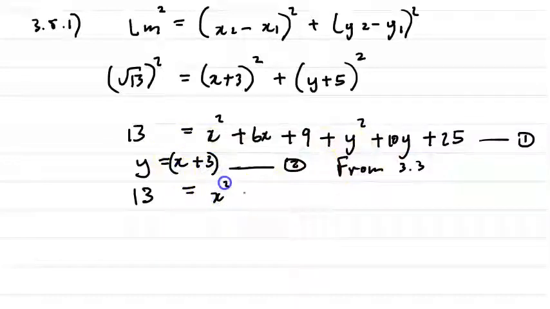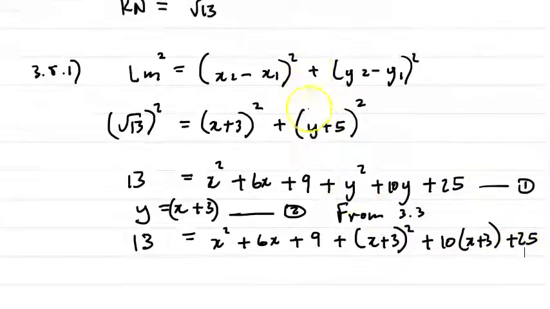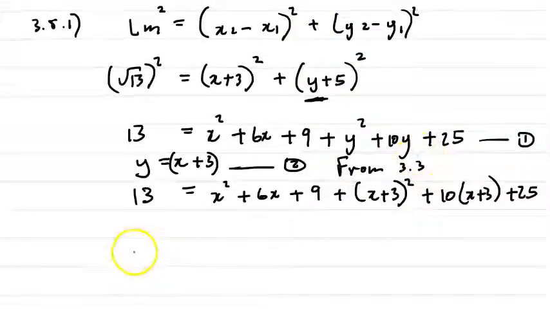So we've got x squared plus 6x plus 9, and y squared now will be plus (x plus 3) squared, plus, and here we've got 10y, so we're going to put 10 into (x plus 3), plus 25, right? If we wanted to, we could have substituted it up here and then opened up the brackets. Doesn't make a huge difference.